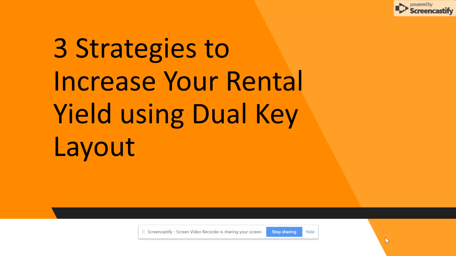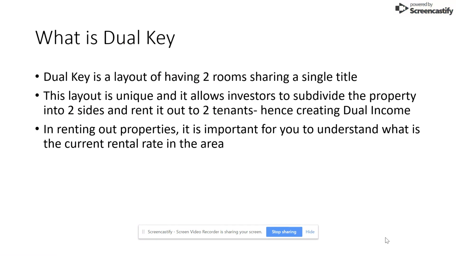Now, before going into detail, I would like to share what the meaning of dual key is. Dual key is a property with a layout of having two rooms sharing a single title. That means you're investing in one unit but having two rooms. This kind of layout is very unique and very flexible because it allows you to subdivide the property into two sides and rent it out to two tenants. So using different strategies, you can actually increase your rental yield. And that kind of layout creates dual income for the investors.